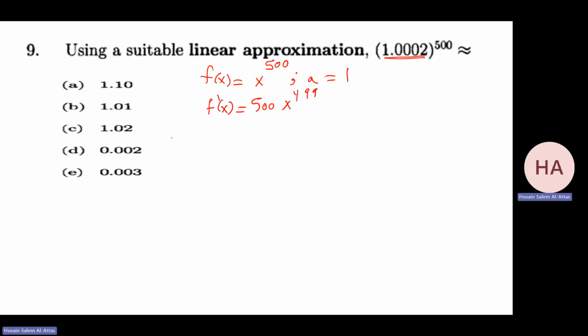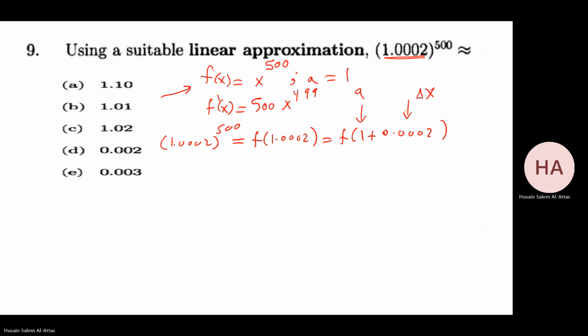Now I want to approximate this. 1.0002 to the power 500 is f of 1.0002, which is f of 1 plus 0.0002. So this is my a, and this is my delta x. Remember, I have f of a plus delta x. You can approximate it using f of a plus f prime at a times delta x, or dx. Usually we use dx, where dx is the same as delta x.